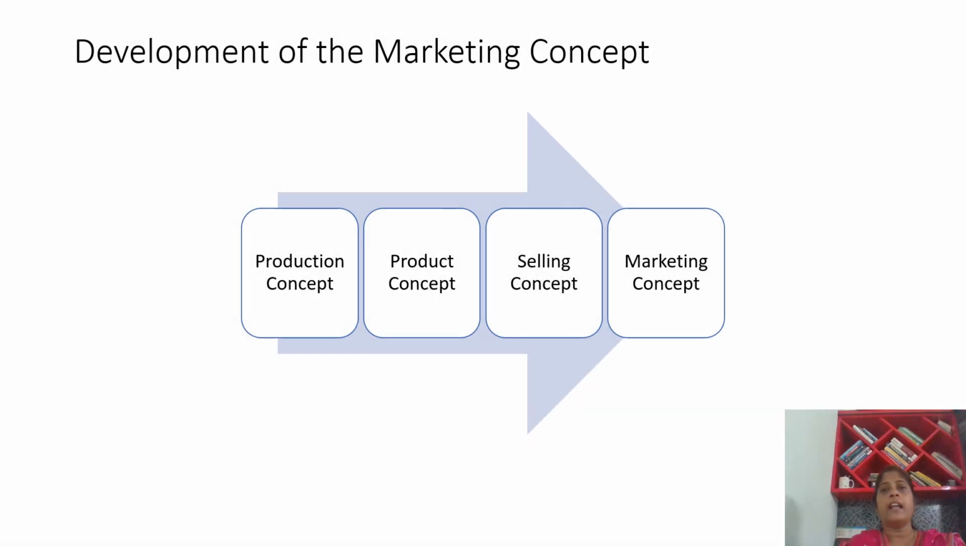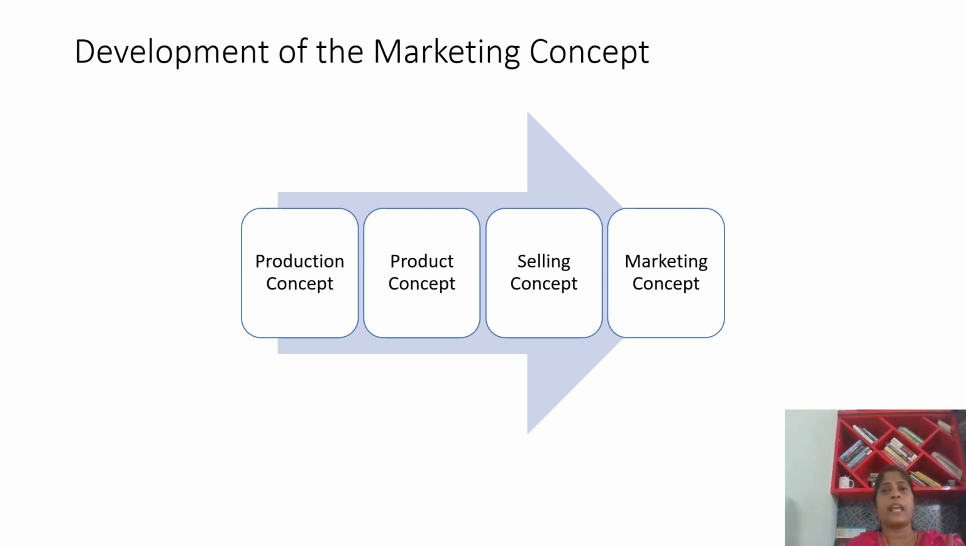And now I'll take you through the development to reach this marketing concept level. Where did we actually start? Actually, marketing did not start as marketing itself. It started with the production concept. In earlier days, everything was produced and given to the market. The market was so huge that they readily accepted whatever was produced at the company. And then slowly the organization shifted from the production concept to the product concept, where they started to focus on the features of the product.